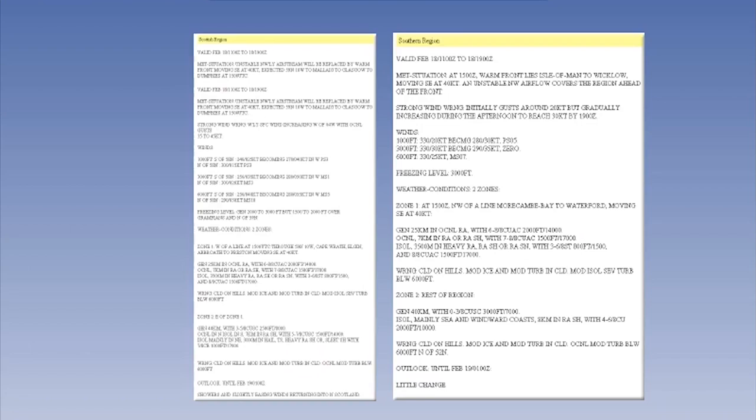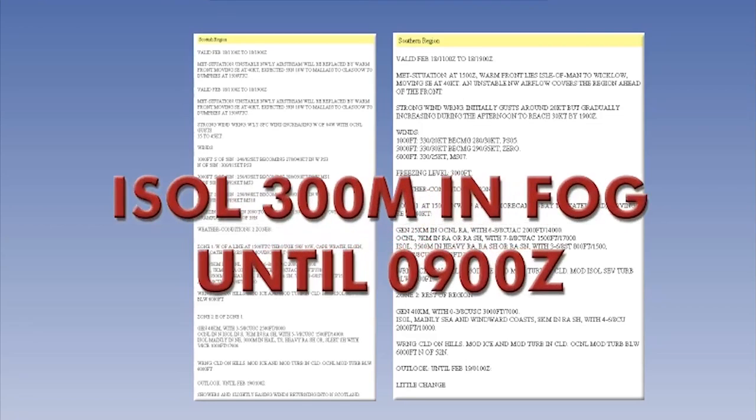When interpreting AIRMETs, it is essential to appreciate that the information given in each zone is a simple forecast of the anticipated conditions at a given time. Sometimes specific mention is made of the timing of phenomena. For example, isolated patches of fog with a visibility of 300 metres are expected until 0900 Zulu. Normally, though, it is the responsibility of the pilot to interpret the information in its dynamic sense.